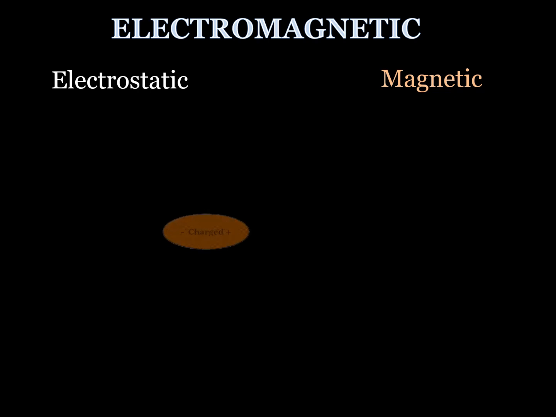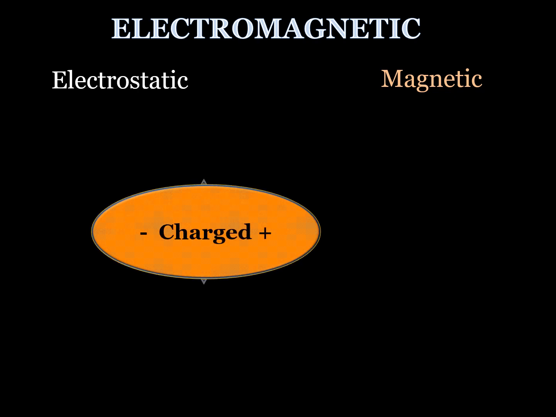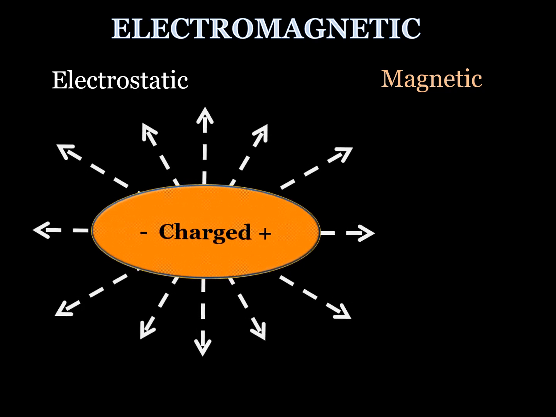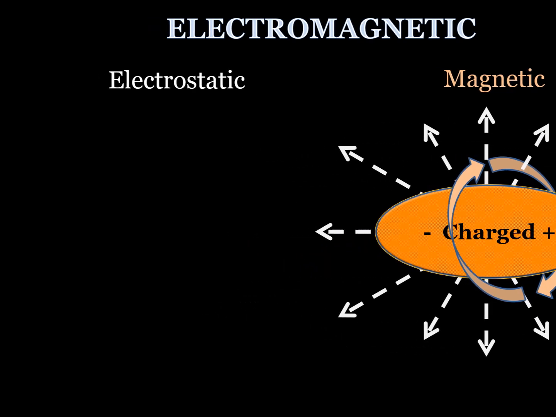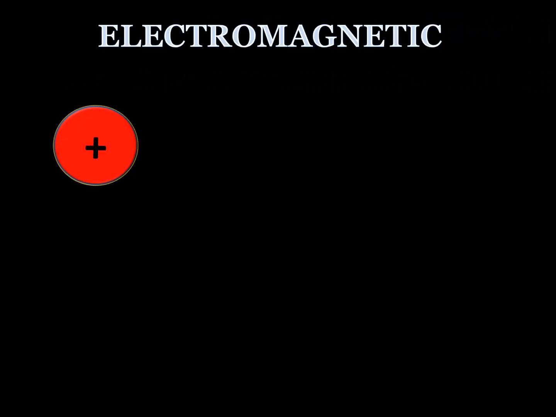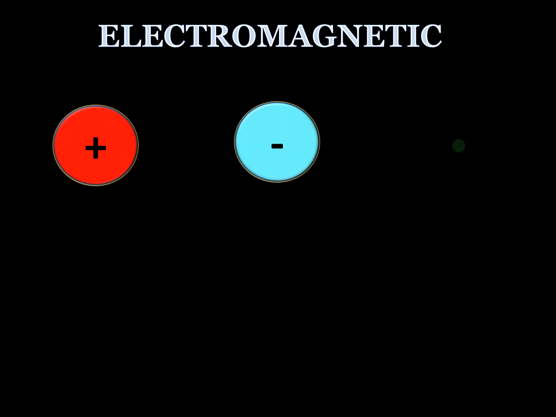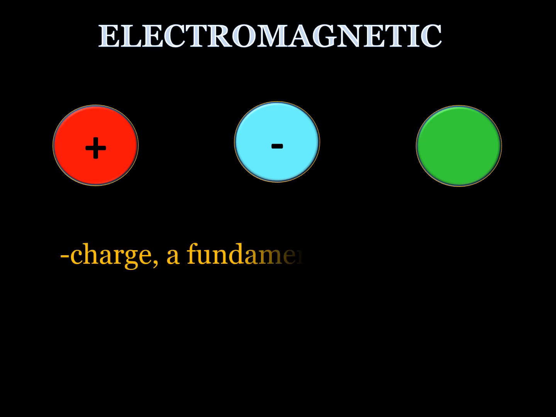The second fundamental force is electromagnetic force. This force has 2 components, electrostatic and magnetic. This force acts only on charged bodies. If a body is charged, there will be electrostatic force present. If a charged body is in motion, besides electrostatic, the magnetic component of force will also be in action. Matter is either positively charged or negatively charged or not charged at all. Charge, by the way, is a fundamental property of matter. The smallest unit of charge is the charge on an electron.